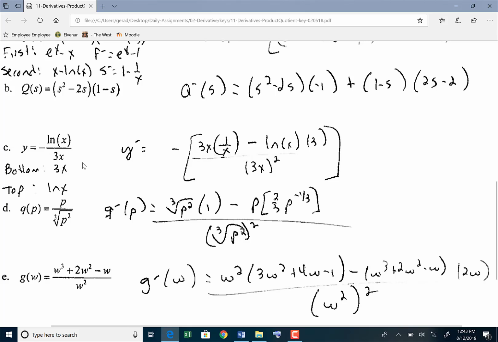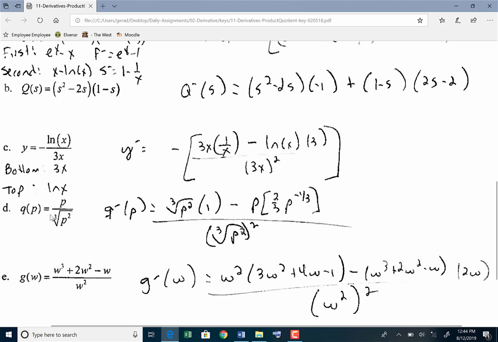Next one is a quotient here, a negative out in front, natural log of x divided by 3 to the x. I've labeled the bottom function, 3 to the x, the top function, natural log of x. The negative is a coefficient, just out in front of everything. So the bottom function, 3 to the x, times the derivative of the natural log. That's one of those special rules you just have to memorize. Minus the natural log times the derivative of the bottom function, just 3 to the x. All divided by 3 to the x squared. Just parentheses and a square is all that you need.